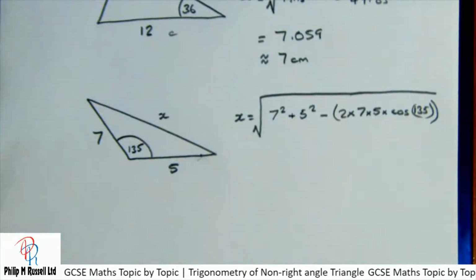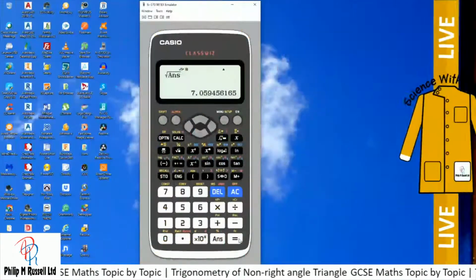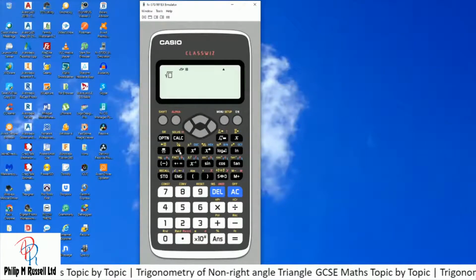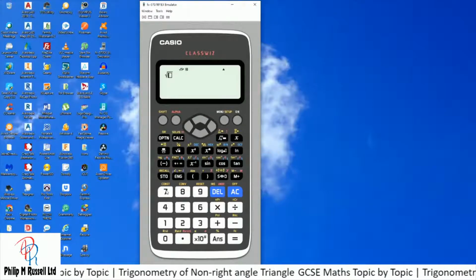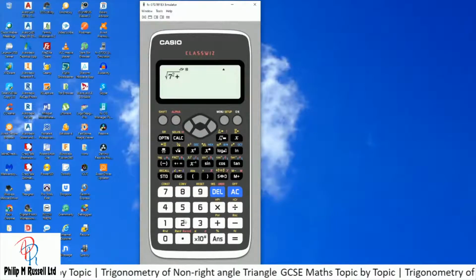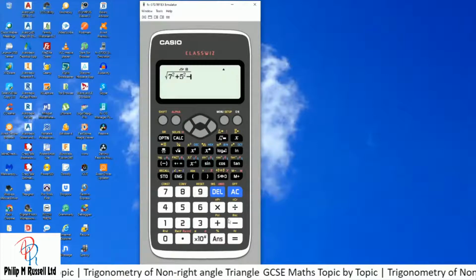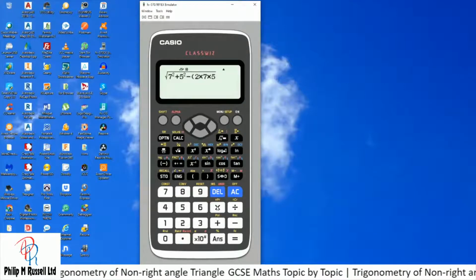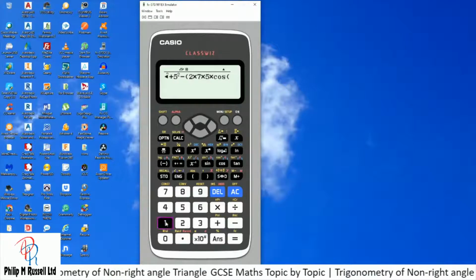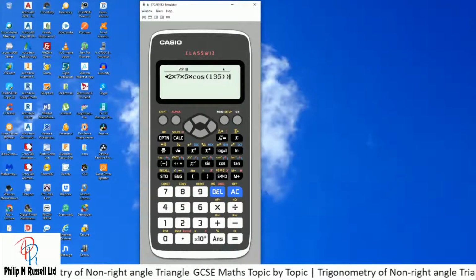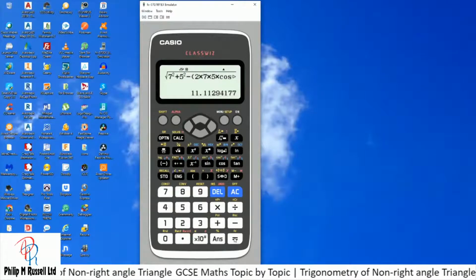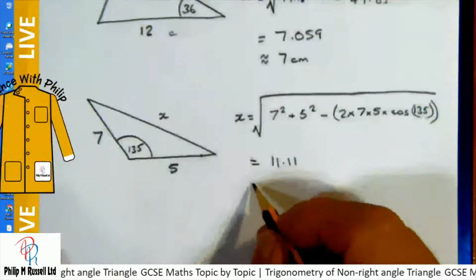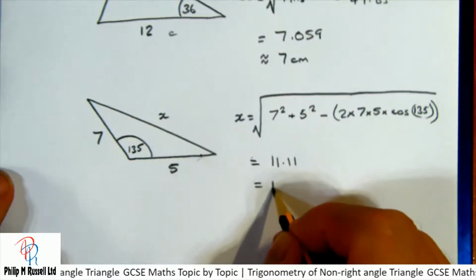Let's go and put that into the calculator and see what happens. So my number is going to be the square root of, then 7 squared plus 5 squared minus 2 times 7 times 5 times the cos of 135. And that gives me a length of 11.11. And I'm going to just call that 11.1.